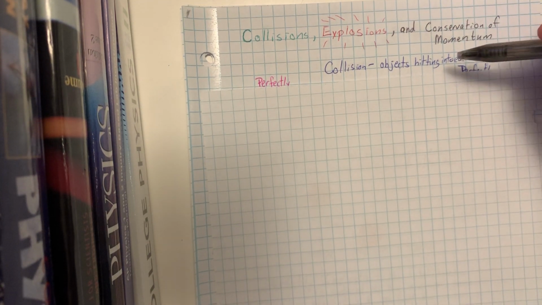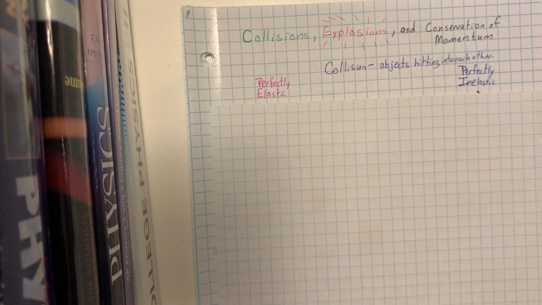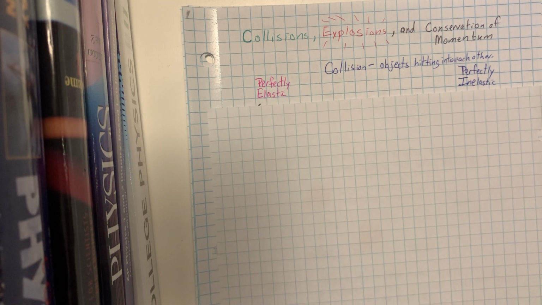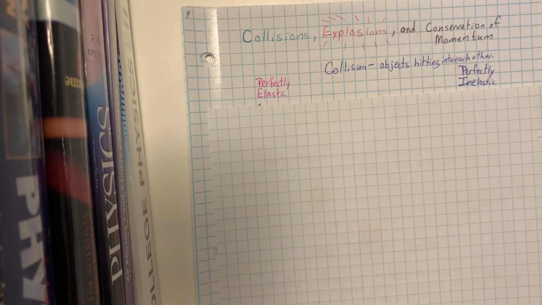Anyways, collision's easy. You know what a collision is. Collision's when two objects hit into each other. Now, really, what we want to talk about is there's two basic types of collisions that we can have. What we call a perfectly elastic collision, where two objects hit and bounce off of each other.